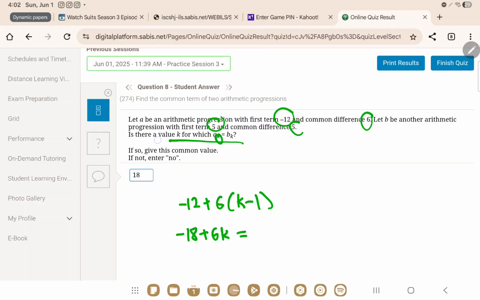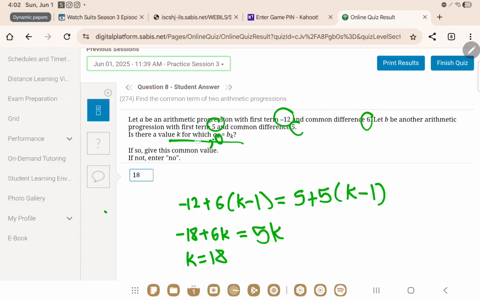Now, the second equation, it should equal BK. What's BK? The same thing, but for B, which is 5 plus 5 into, common difference is 5, so plus 5 into K minus 1, which is 5 plus 5K minus 5, which gives you just 5K. Now, you can move all the K's onto one side. You'll be left with K equals 18.